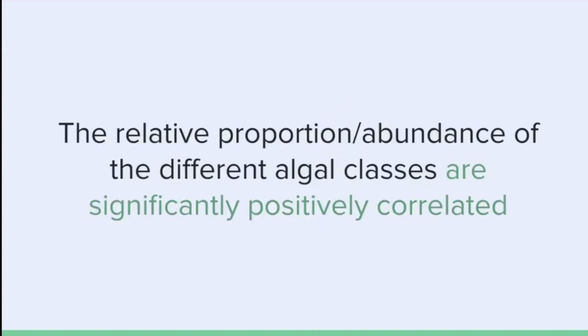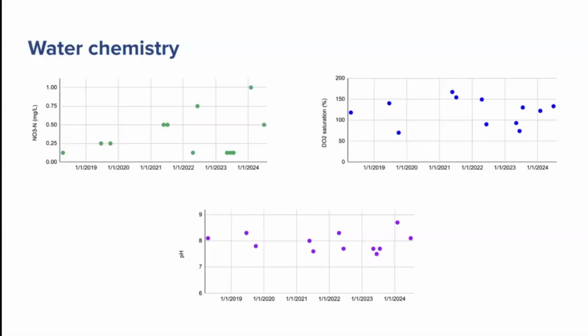Anyway, the point, long story short, is that the relative proportion and abundance of the different algal classes are significantly positively correlated. So there was a strong relationship between what was most common in 2019 and what was most common in 2024. It didn't change that much, which I think is interesting. Project Clear clearly didn't so thoroughly disrupt the algal community that the entire structure of it is completely flipped around. Now, I mentioned the macroinvertebrate and water chemistry stuff.